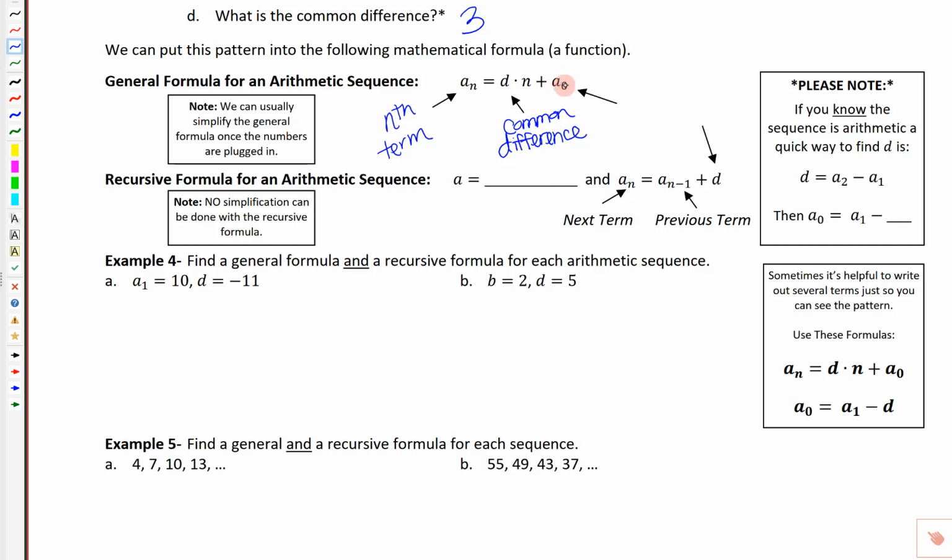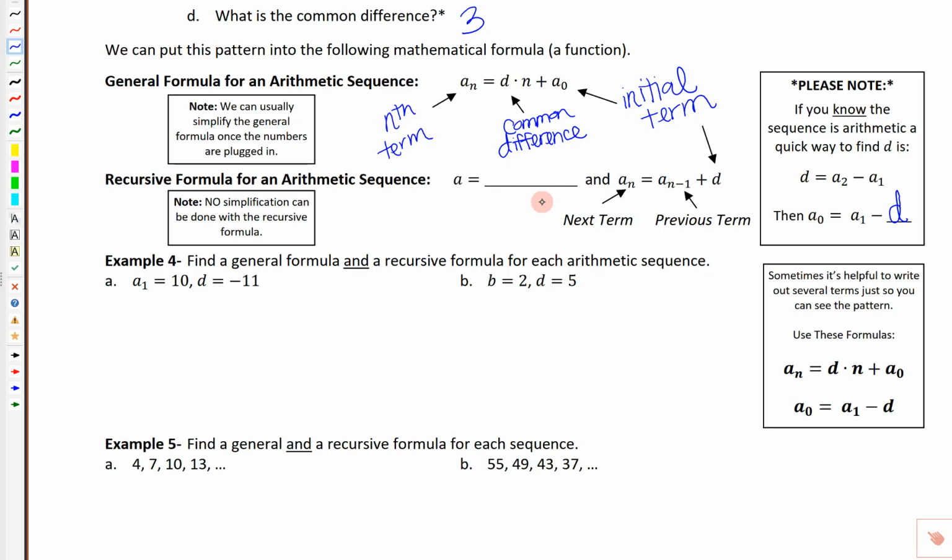And then a sub 0, this is our initial term, and we'll talk about how we find that. Okay, off to the side, here are some useful things for you to find the common difference. We talked about this one: you take the second term and minus the first term. And then to find a sub 0, you take the first term and minus the difference, because we're going backwards. Okay, and then here is our recursive formula for the arithmetic sequence.